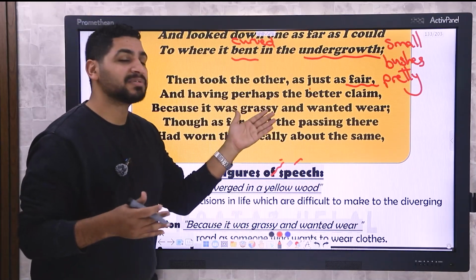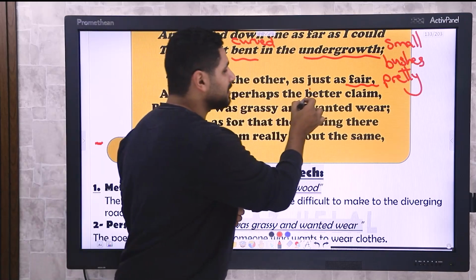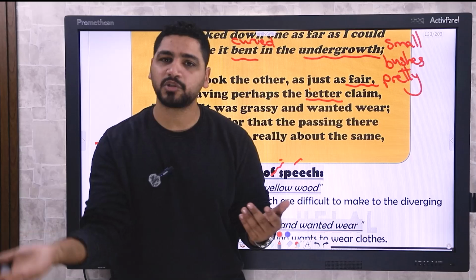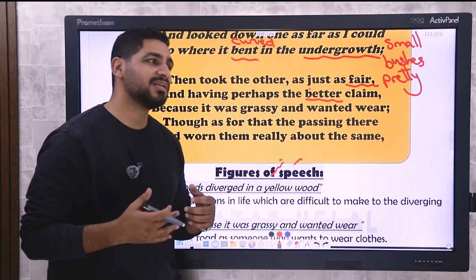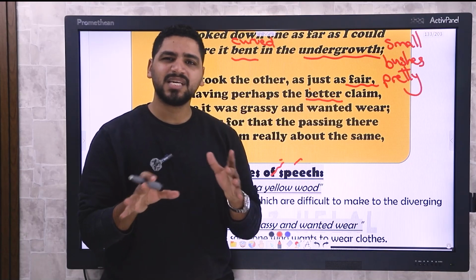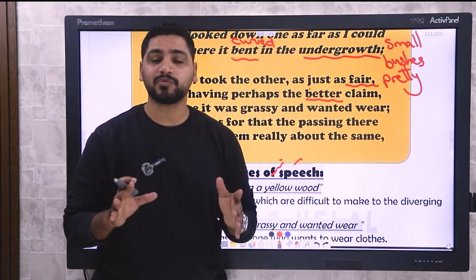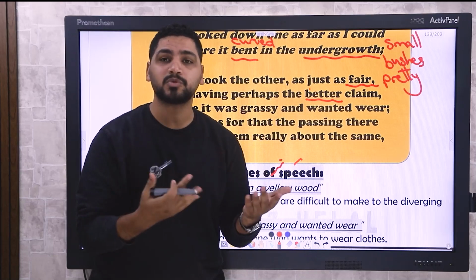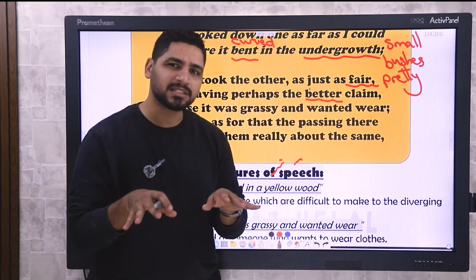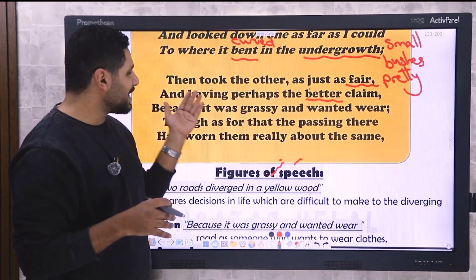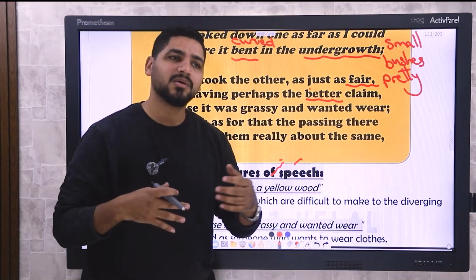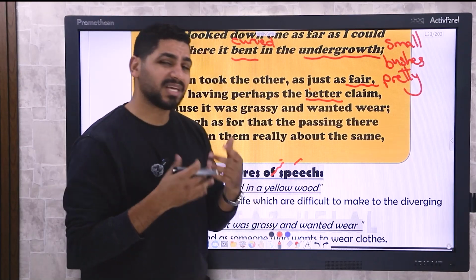And having perhaps the better claim. He thought that one road was better than the other. He took the second road, not the first one he saw, because he thought it was better. We can understand that he is not sure which road is more beautiful, which road is supposed to be taken by him. So basically he's puzzled, he's hesitant a little bit. So he says, and having perhaps the better claim, he thought that the second road was a little bit better. Is he sure?